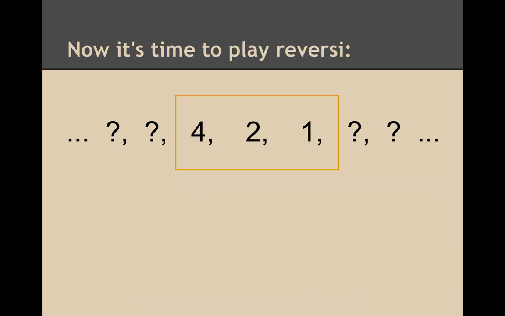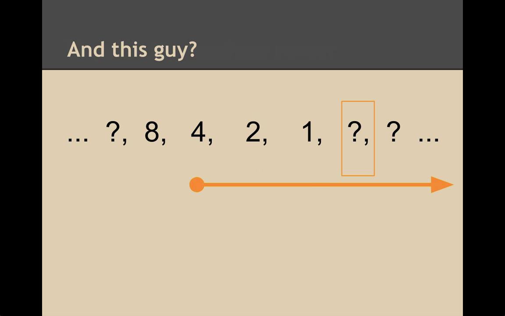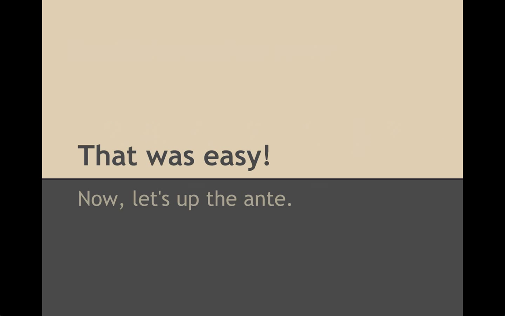Now let's flip it around and go the other direction. We have the pattern 4, 2, 1. What is going to be over to the left? Still going to be 8. Now as we continue to the right, what's that going to be? 1/2. And then after that, 1/4.